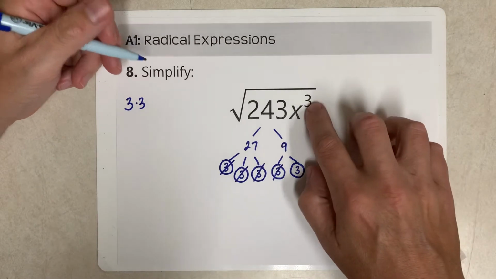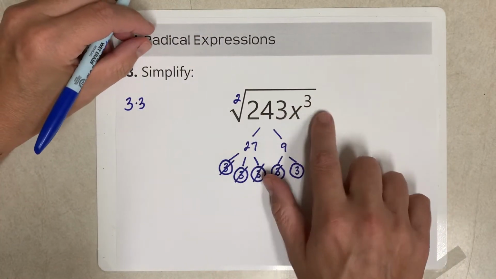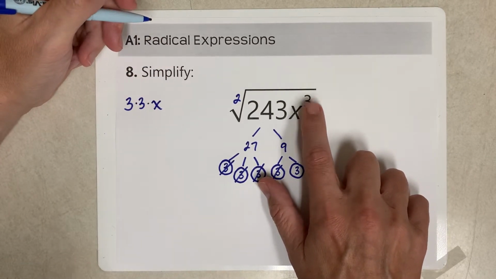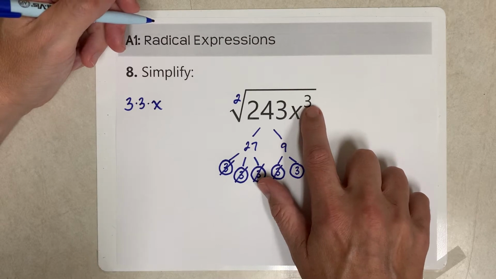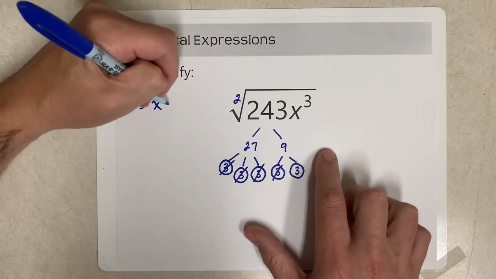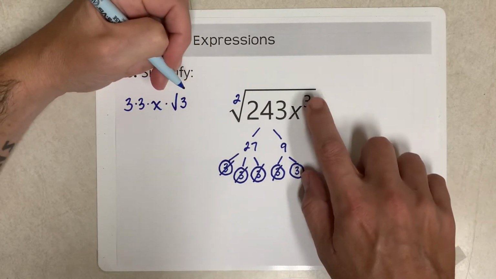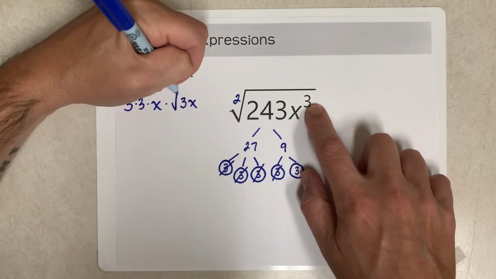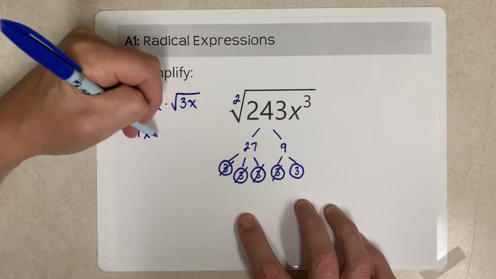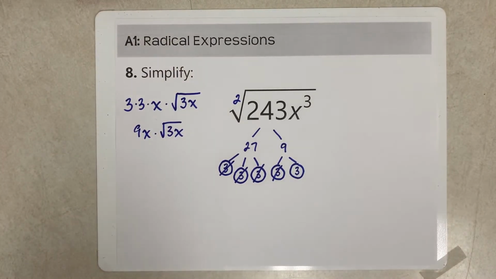What about these 3 x's? Well, let's look at the index. The index is 2. I can take a pair out of here as a single one on the outside, but there's going to be 1 still left because I have to have them all add up to 3. So that 1 still left is still going to be under there. And so when I write my square root, I have to write it as 3 and then that extra x that didn't come out. 3 times 3 is 9. So I have 9x times root 3x for my final answer for that one.